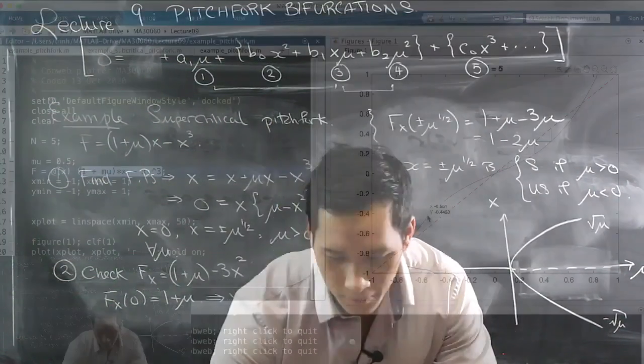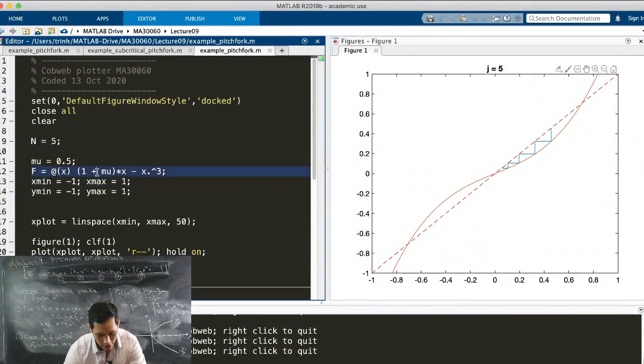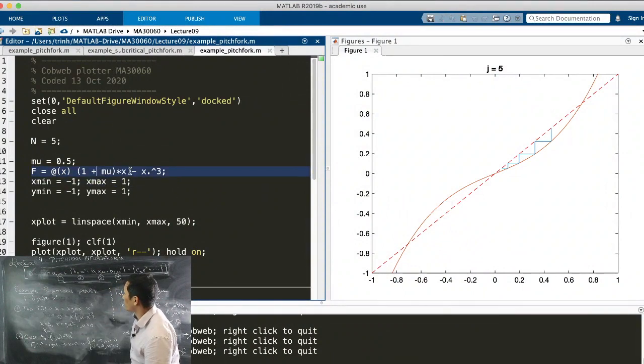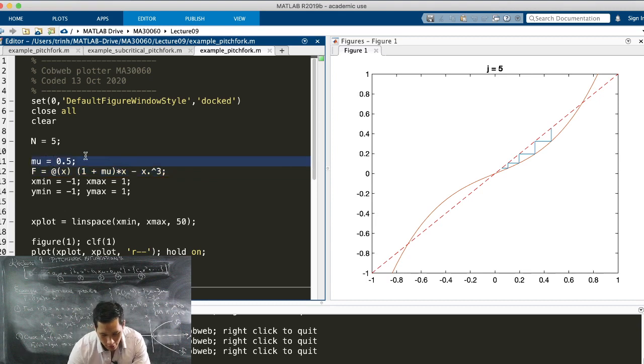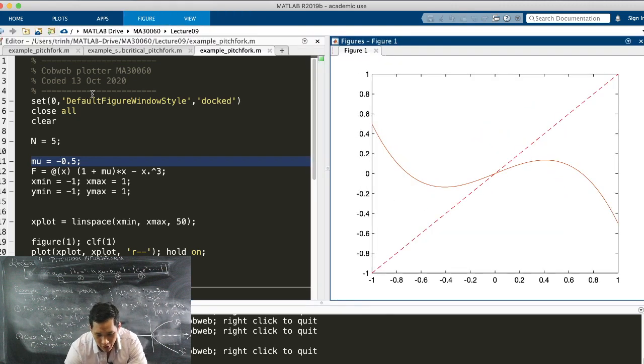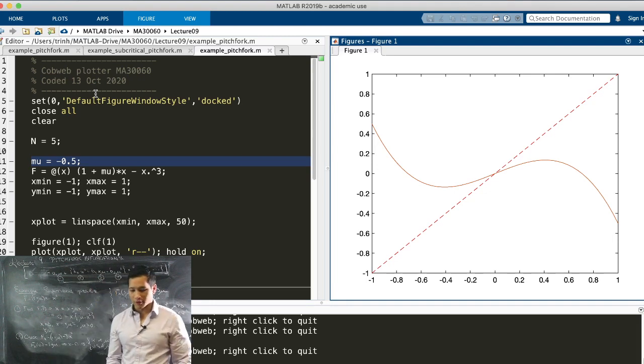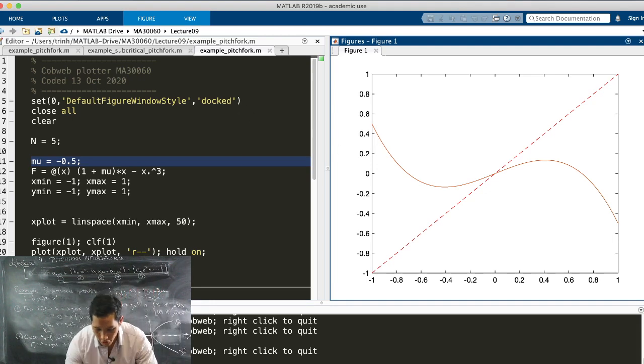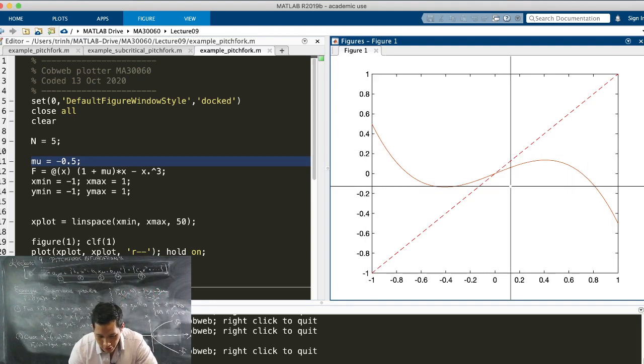All right. Let's look at an example. So we've got 1 plus mu times x minus x cubed, and we're going to put in a negative value of mu and then plot it, and then we'll put in a positive value of mu and then plot it and see how it all turned out. So in this negative value of mu, you notice that there's only one fixed point, right? Only x equal to 0 is a fixed point of the system.